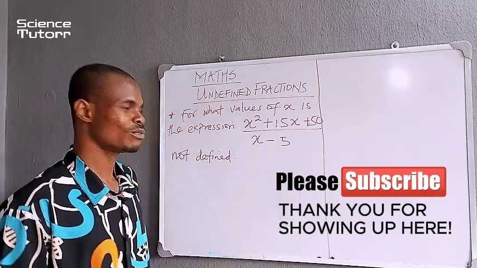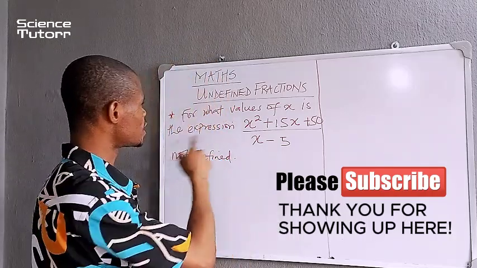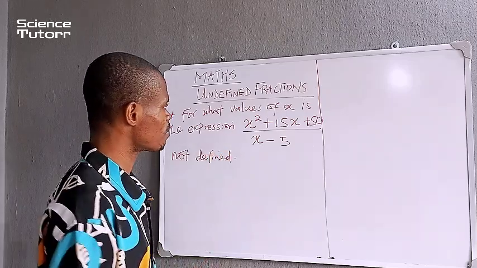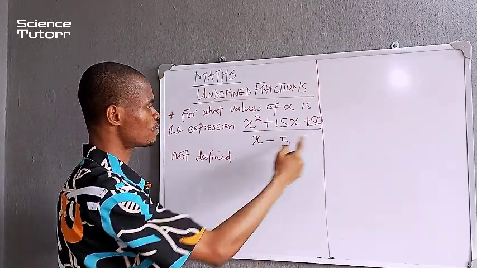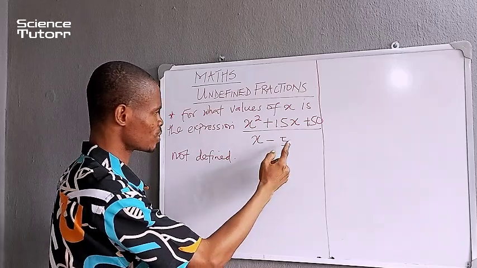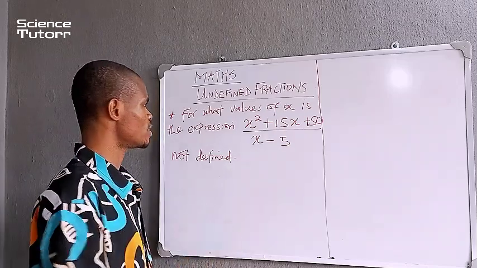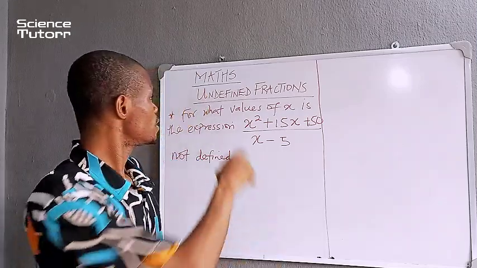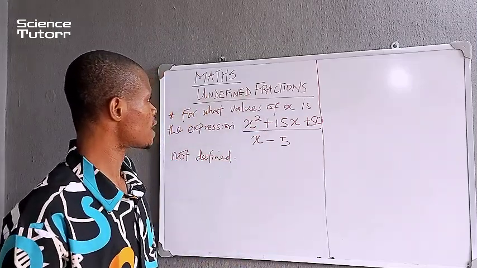So let's get started. We have a question on the board. It says, for what values of x is the expression (x squared plus 15x plus 50) divided by (x minus 5) not defined? Now, before we solve the problem, let us define the term undefined fractions.